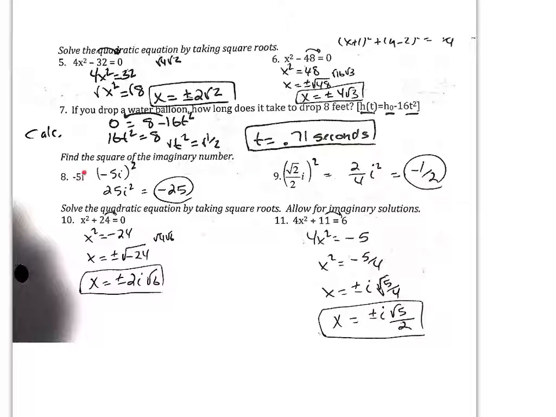8 and 9 are not bad. Don't miss these. 8, you just square the -5i. If you square a negative, it becomes positive. If you square 5, it becomes 25. If you square i, it becomes i squared. And don't forget, i squared is really -1, so it makes it -25.